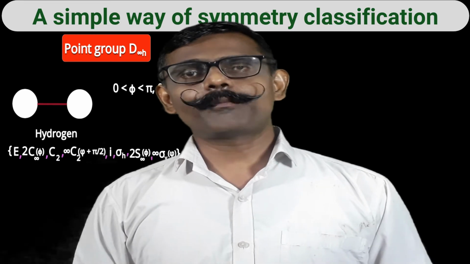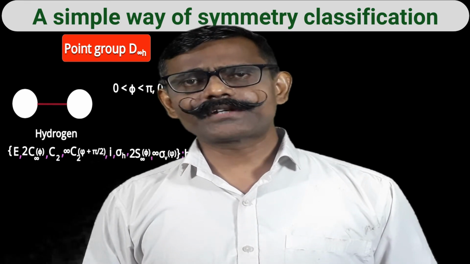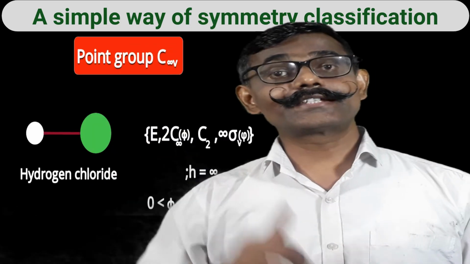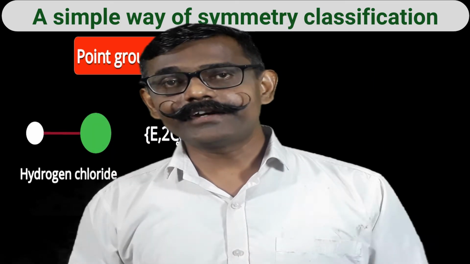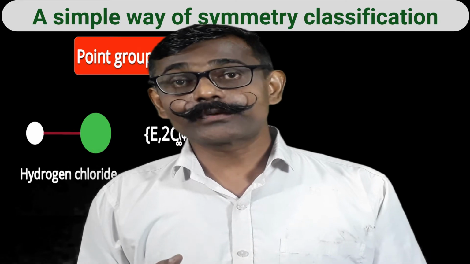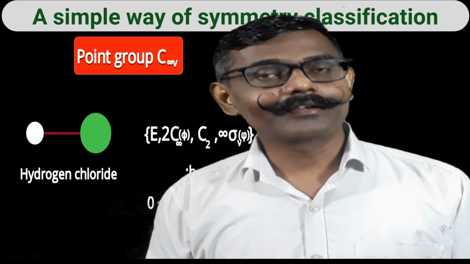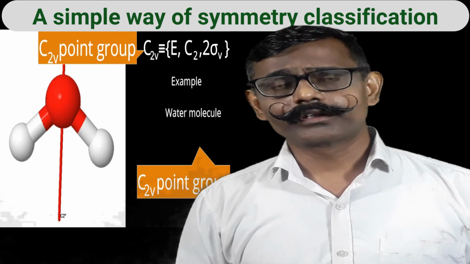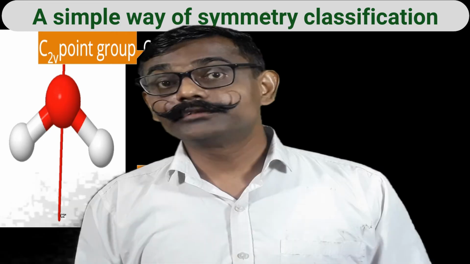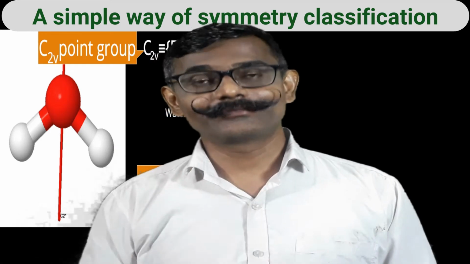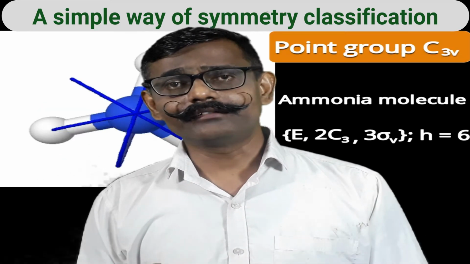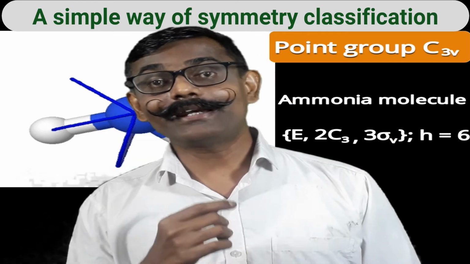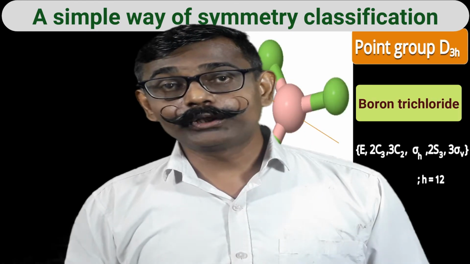H2 molecule. Order of principal axis infinity. Number of subsidiary axes infinity. Yes. So which symbol should be there? Capital D. Then consider the HCl molecule. Order of principal axis infinity. Subsidiary C2 axes not there. Then which symbol? Capital C. Then consider the H2O molecule. Principal axis C2. Number of subsidiary axes: no. Then which symbol? Capital C. Ammonia molecule. Principal axis C3, 3 is the order. Subsidiary axes not there. So symbol capital C.